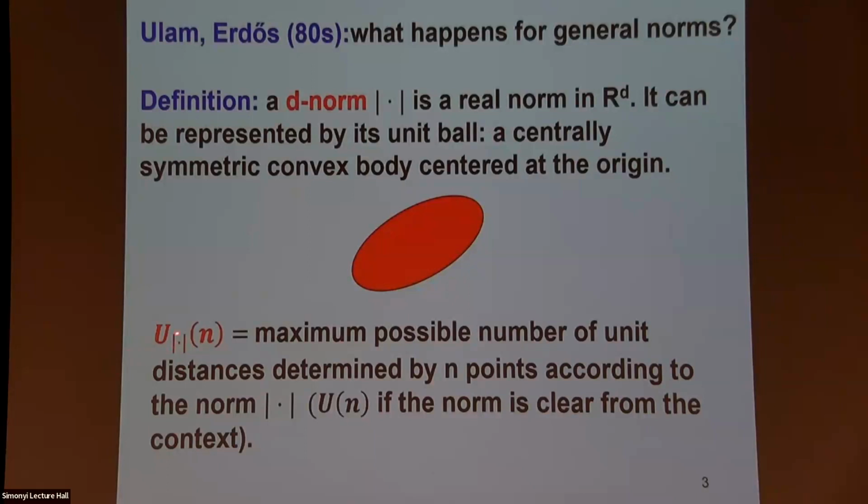So this tells us what is a unit distance in any direction. And if we have such a norm, then we can define u corresponding to this norm, this will be the maximum possible number of unit distances we can have determined by n points according to this norm. And when the norm will be clear from the context, then I just denote it by u of n. So we cannot say anything new about the Euclidean case, but maybe we want to say something about general norms.